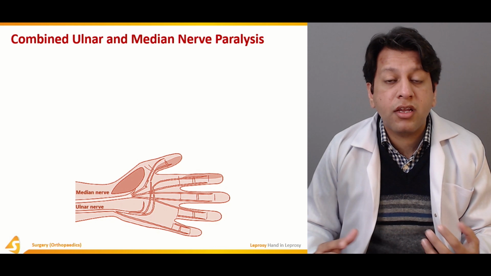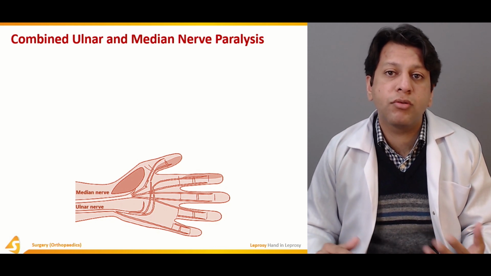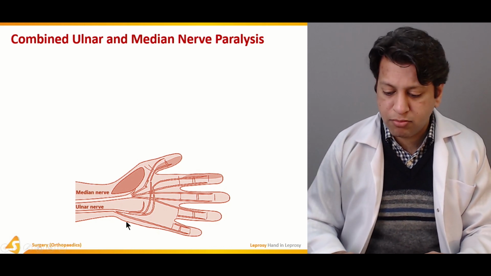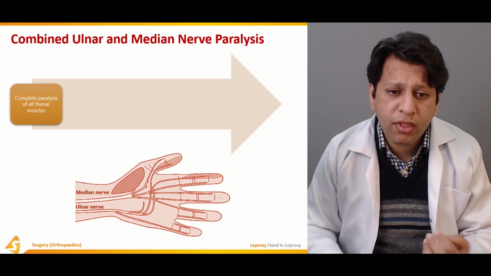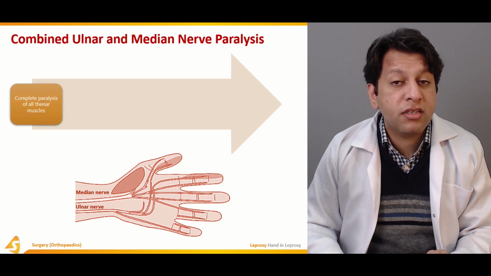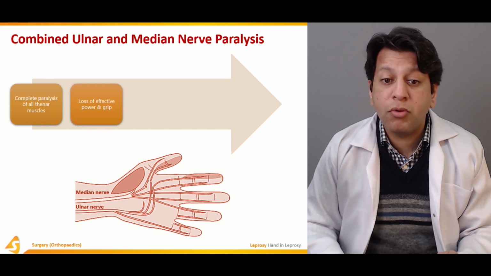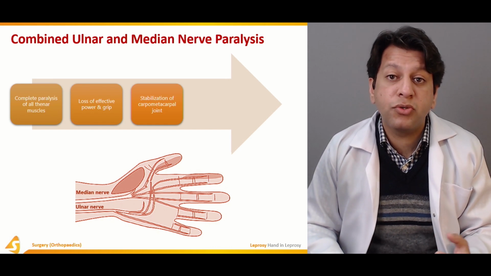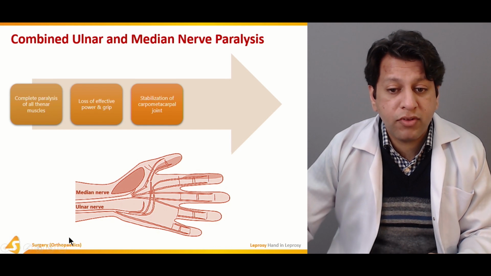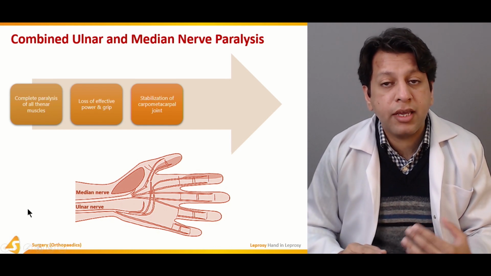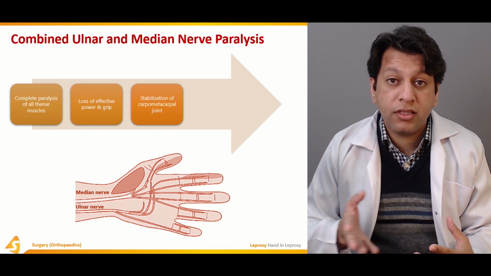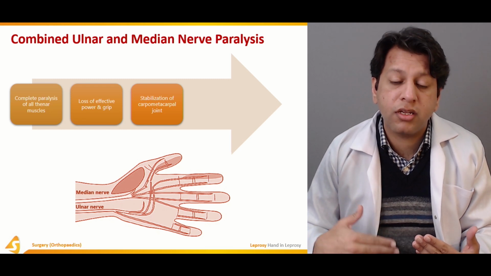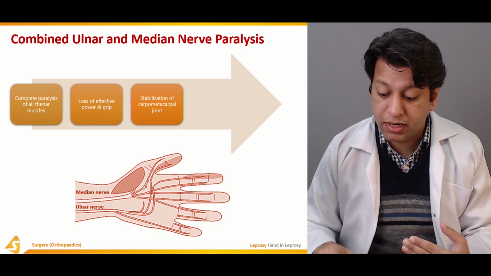Now coming to a combined ulnar and median nerve palsy, where both nerves are involved. Mainly the thenar as well as the hypothenar muscles could both be damaged. This could result in complete paralysis of the thenar muscles. There will be loss of effective power and grip. Stabilization of the carpometacarpal joint becomes very important because at this level all the FDPs are involved, of all four fingers as well as of the thumb. So it is imperative to stabilize the carpometacarpal joint.